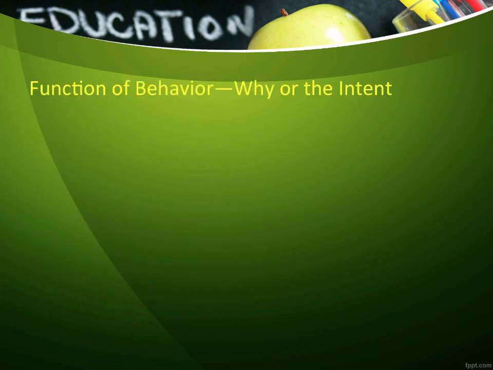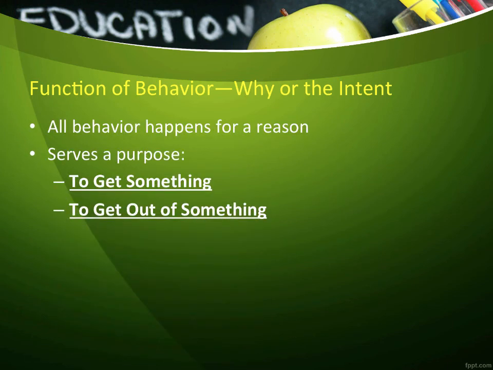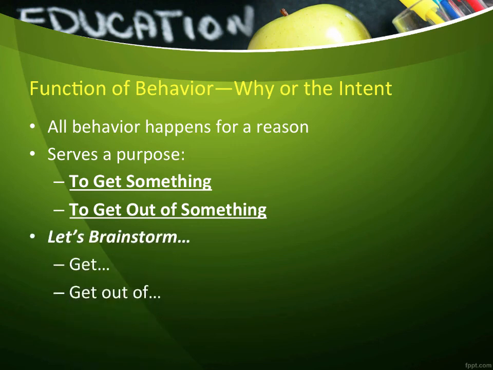So the purpose of an ABC analysis is to determine the function. The function of the behavior is why it happens, the purpose of it. All behaviors happen for a reason, and typically we do behaviors for one of two reasons. Most simply stated, we either do a behavior to get something or to get out of something. What things do people get? Attention, a paycheck, affirmation for behaviors desired. And what do they get out of? Maybe perhaps homework, chores, jury duty.